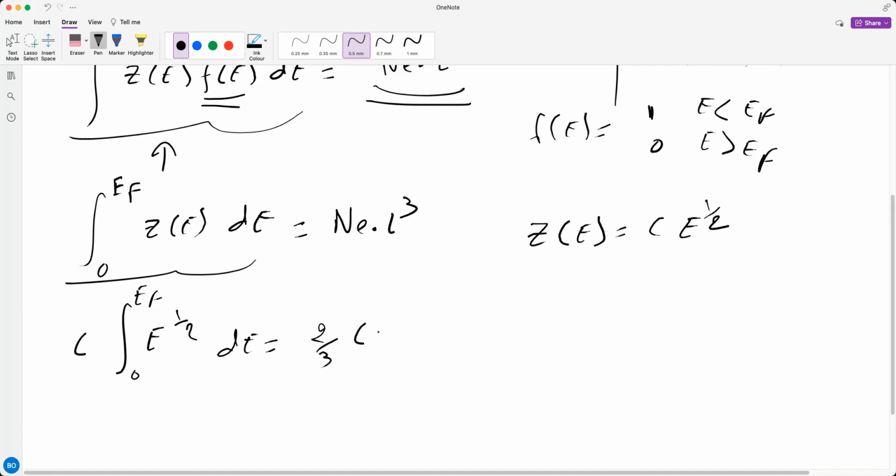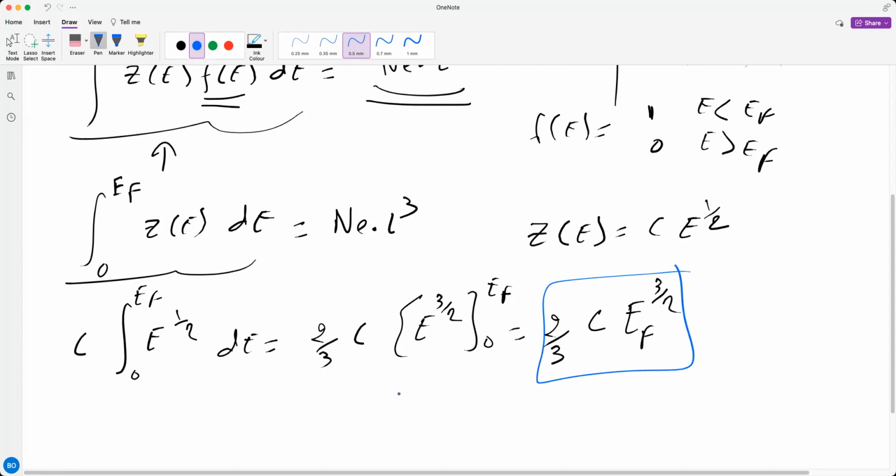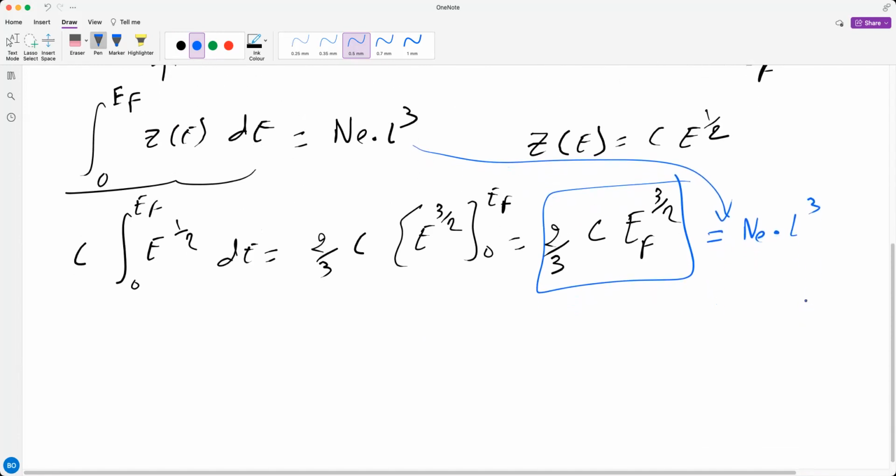So it's 2/3 C, the integral of E^(1/2) from 0 to EF, okay? And this will give me 2/3 the quantity C, and then the Fermi level to the 3/2. This is the integral. But I know that this is equal to the number, the density of electrons times L cubed, right? So this means that the Fermi level to the 3/2 is equal to 3/2 the number of electrons, the volume, divided by the constant C.